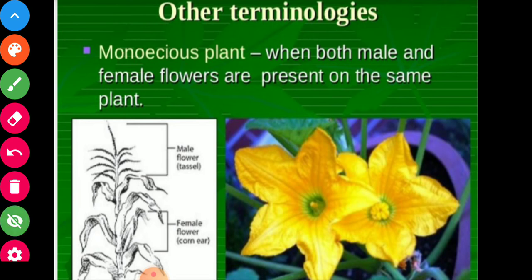Then monoecious flower, when both male and female flowers are present on the same plant. Sometimes the male and female flowers are present, but the reproductive parts are not in the same flower. But flowers, male and female, are present on the same plant. That condition is called monoecious, and the plant is called a monoecious plant. So a monoecious plant is when both male and female flowers are present on the same plant.